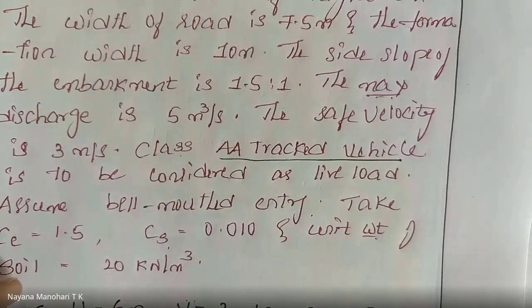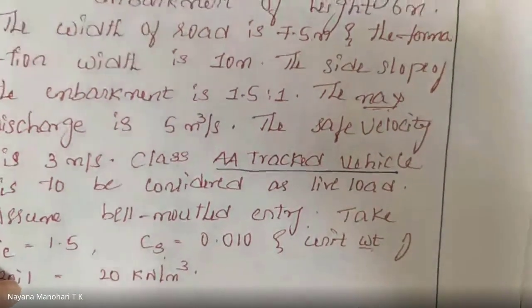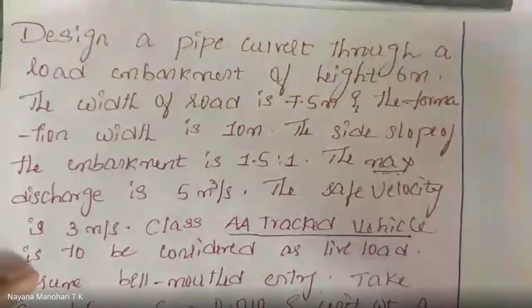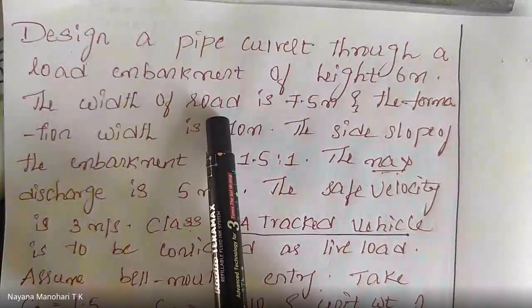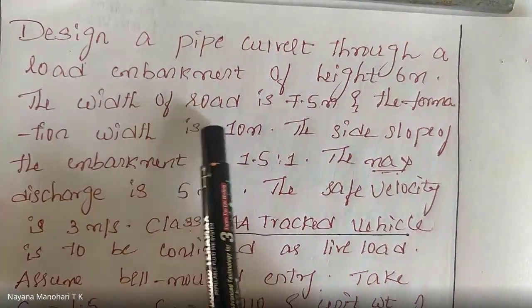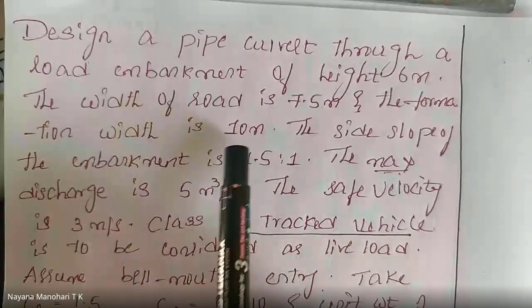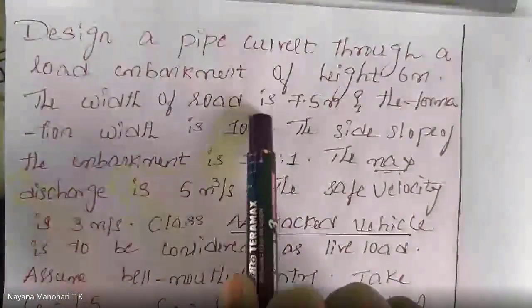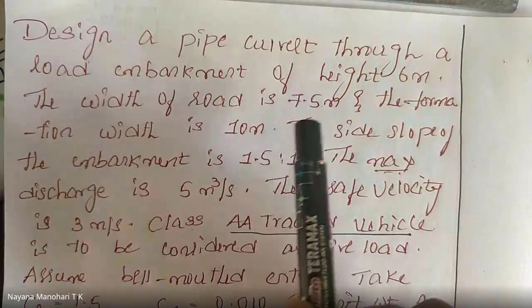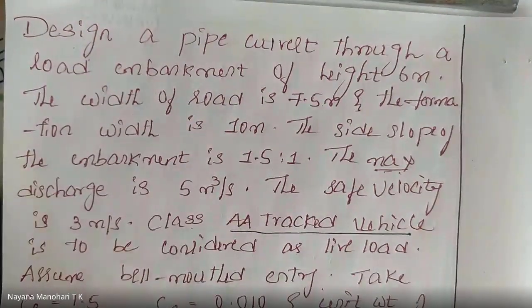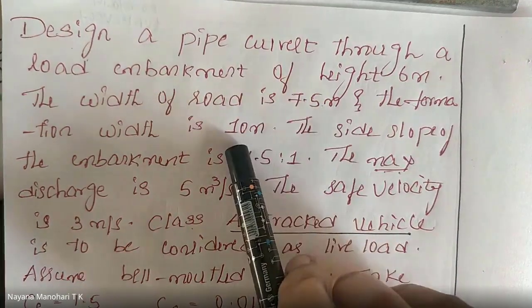Completed the first step, the design of the pipe culvert, that is hydraulic design of pipe culvert. See, in the problem, you need to observe while taking the data, the width of road they are going to specify and the formation width. If they have not given the formation width directly, they are going to give the width of the road. In addition to that, the shoulder width they are going to give. The total width plus shoulder on either side will give you the formation width.